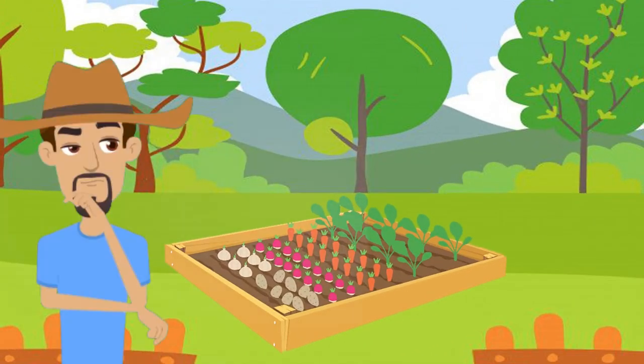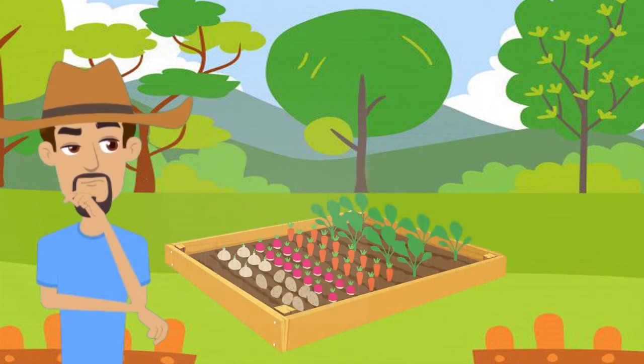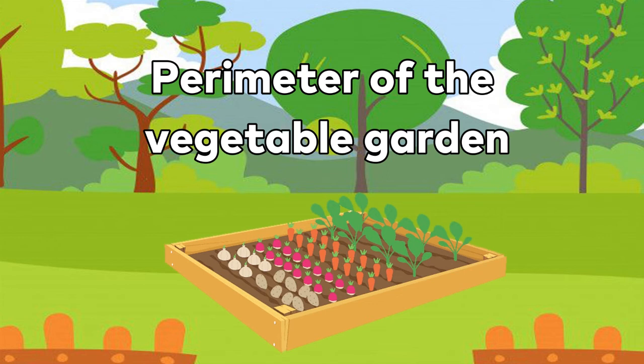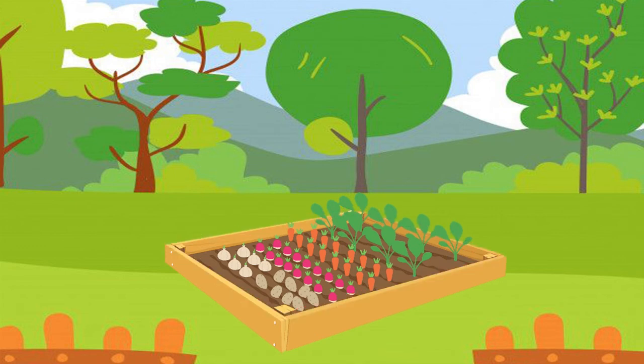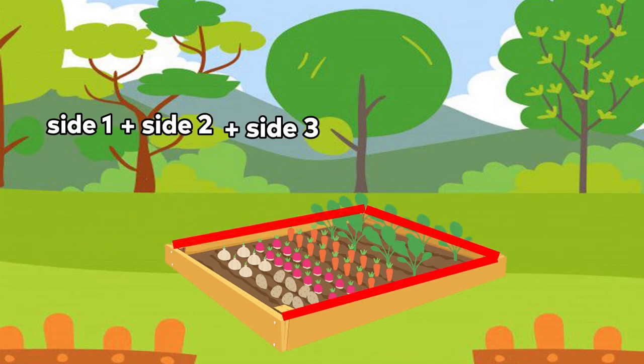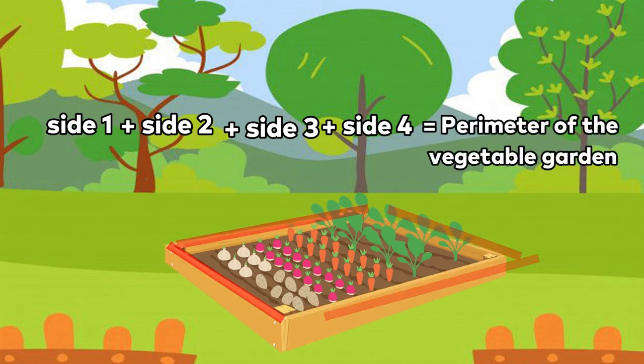Another example, Lito plans to fence his vegetable garden to keep them safe from animals. Let's help Lito find out how many meters of fence he will need. To do that, he needs to find the perimeter of the vegetable garden by finding the distance around it. He can find the perimeter by measuring each side and adding the lengths together. Hence, he can figure out how much fencing he needs to put around it.